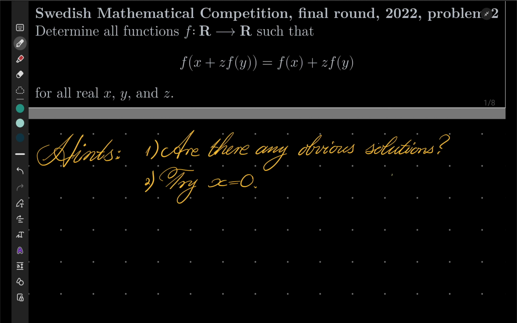Hello everyone. In this video I'd like to present my solution to the following problem from the Swedish Mathematical Competition final round 2022, problem number 2. We wish to find all the functions f from real numbers to real numbers such that the following functional equation is satisfied. f(x + z f(y)) = f(x) + z f(y).